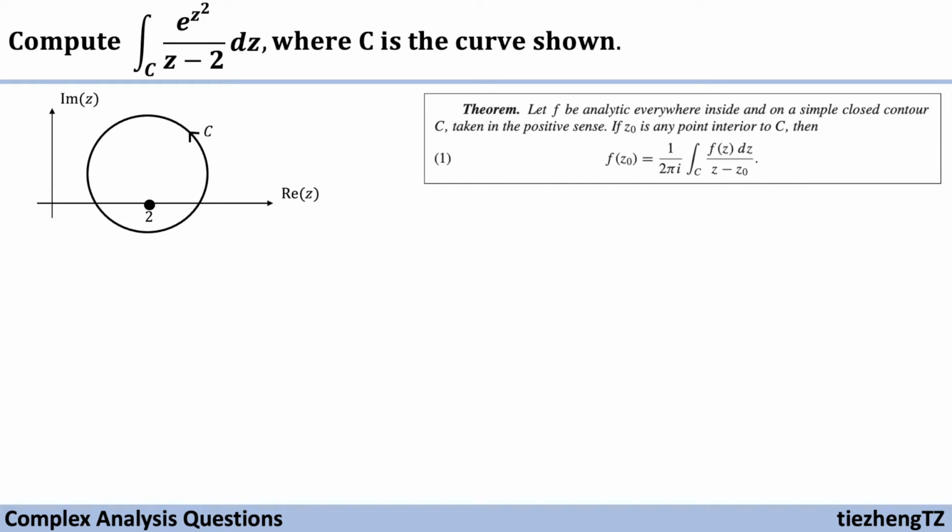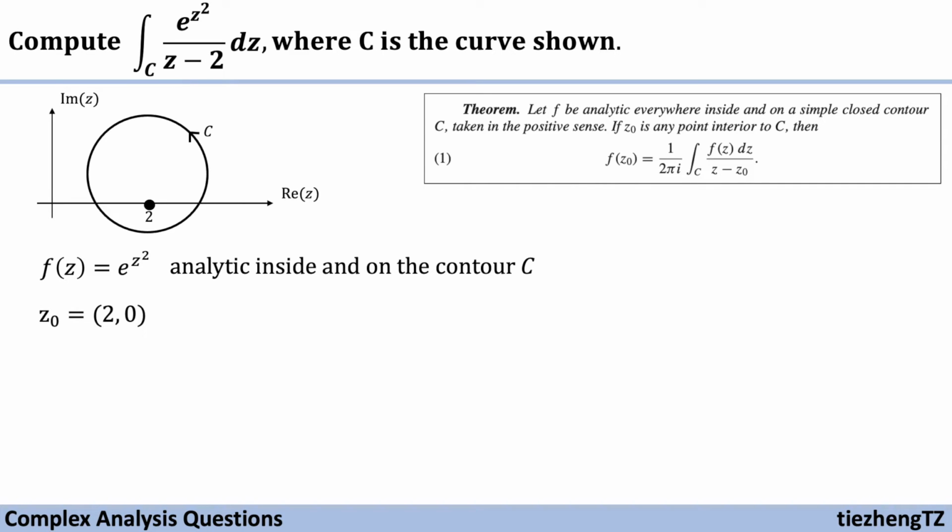So now let's compare the given function with the one in that theorem. We know f(z) should be e to the power of z squared, and we know this function is analytic everywhere inside and on this given contour C. And from the denominator, we know z0 in this case should be the point (2, 0), and this is also inside the contour C. So we know we can use the theorem to calculate.